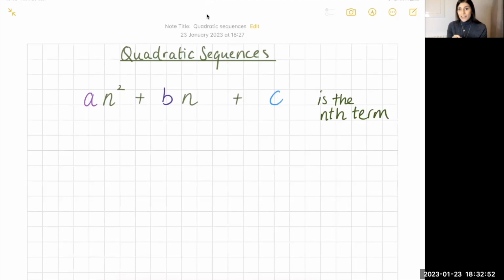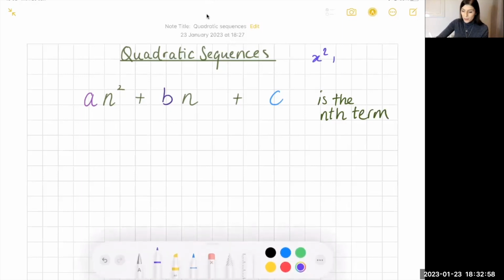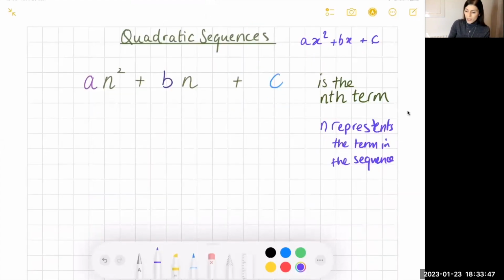Right, quadratic sequence. If you've done quadratics at all in school, then you'd know that it would look something like x squared plus something x plus a number. We know the number in front of the x squared we call a, the number in front of the x we call b, and the number at the end we call c. Notice this is exactly the same as the nth term for quadratic sequences, but instead of x, we have n. The n represents the term in the sequence. So if you wanted, for instance, the 100th term in the sequence, you would substitute n is equal to 100.